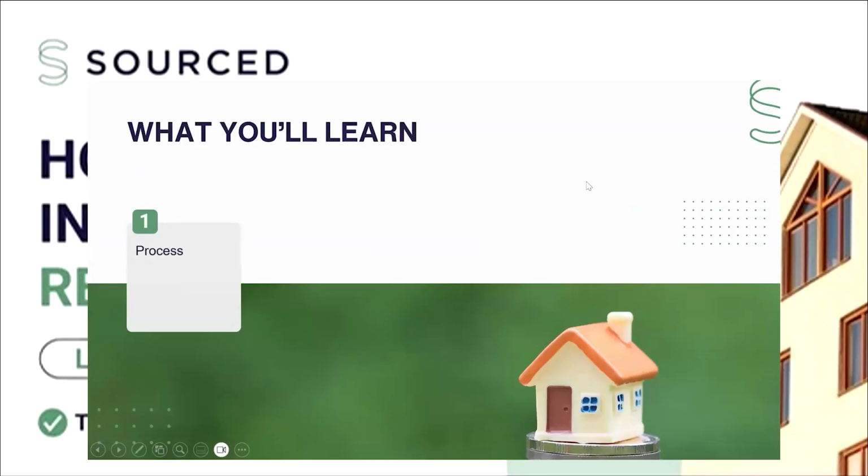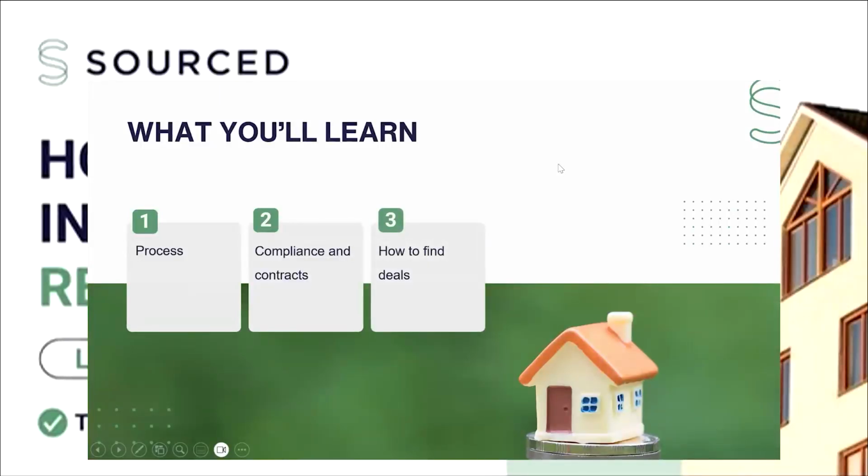What you're going to learn here is the process. I'm going to tell you exactly what the process is for both HMO and serviced accommodation because they're ever so slightly different. We're going to go through the compliance. I'm going to explain what compliance you need and what contracts you need to have in place. I'm going to explain how you're going to find the deals. And I'm going to give you something that I don't think I've ever given away before to anybody outside of Sourced. And that is a formula for how to turbocharge finding the right deals. And that's for HMO and serviced accommodation.